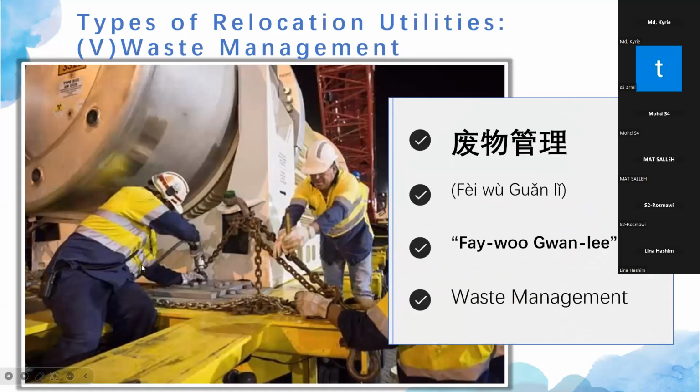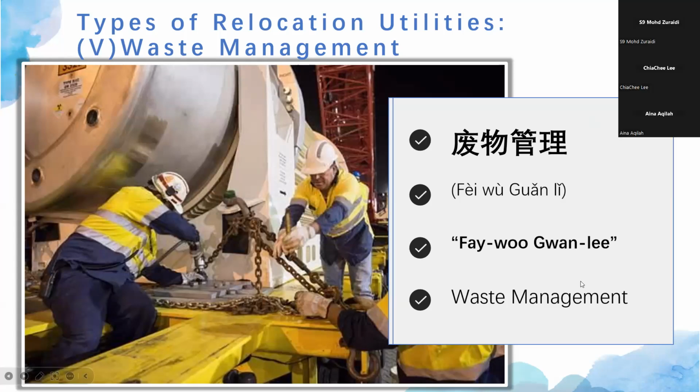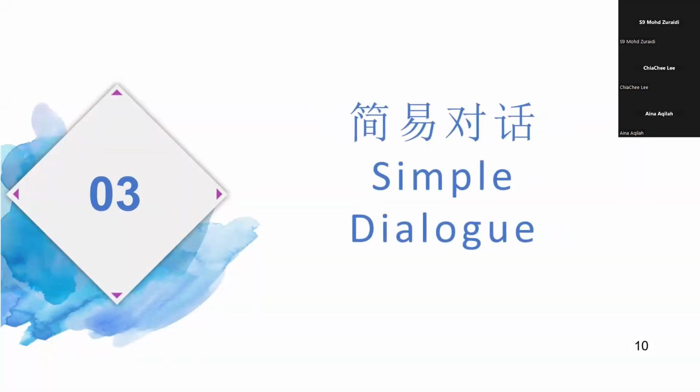This photo is actually retrieved from Sydney. It shows the relocation of nuclear storage, because it has radioactive elements, so they have to relocate it with care. This is called 备物管理, and the relocation is 迁移备物管理, with 备物 being waste and 管理 being management. So 备物管理 we address as waste management. These are the five common types we have in mind for utilities relocation. Next, we will proceed to our 简易对话, the simple dialogue that we can use in our day-to-day conversation.